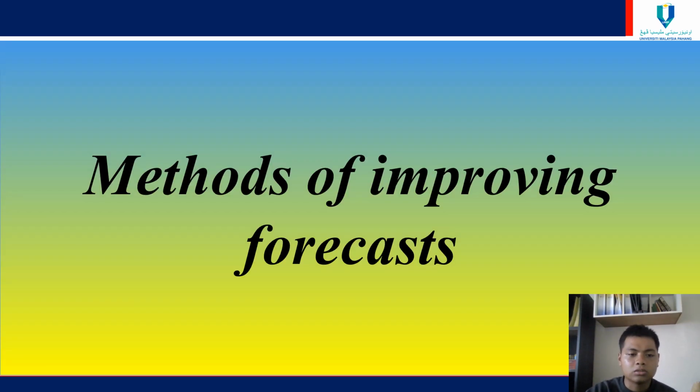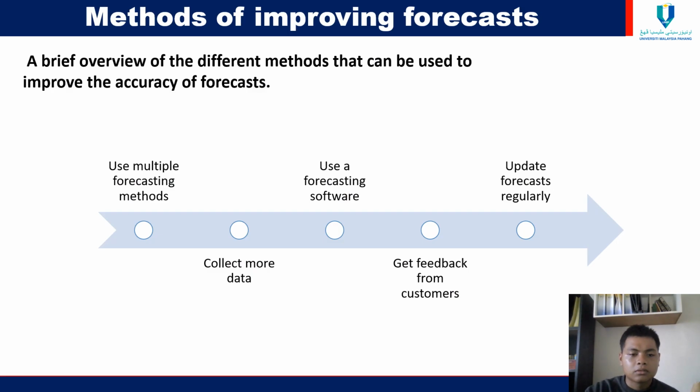Next, we look at methods of improving forecast. Method of improving forecast is a brief overview of the different methods that can be used to improve the accuracy of forecast. Use multiple forecasting method, collect more data, use forecasting software, get feedback from customer, update forecast regularly.